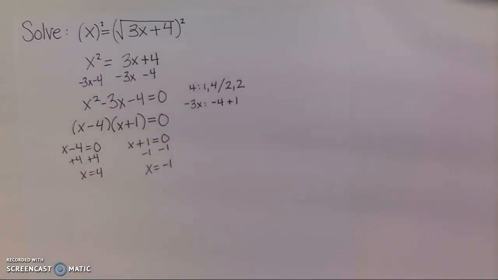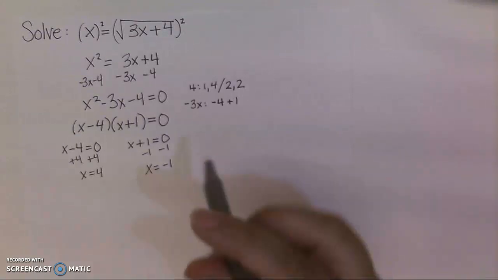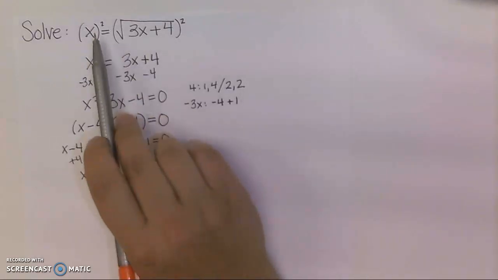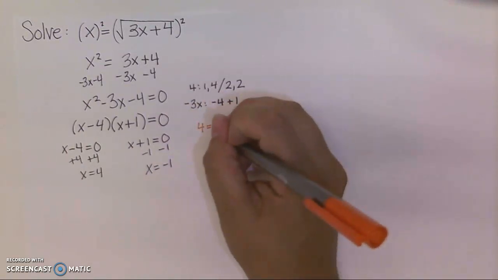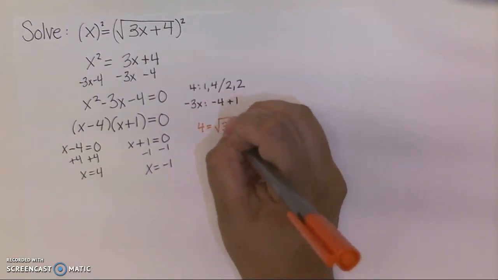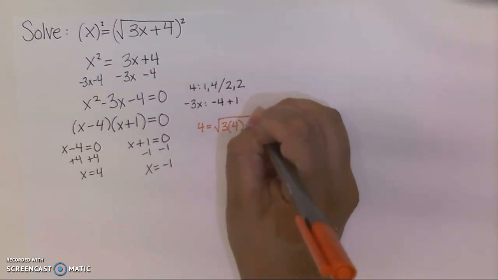Now the tricky part about solving square root equations is that you've got to verify your answer. You've got to check to make sure both of these answers are actually accurate answers. And you do that by plugging them into the original equation. So I'm going to plug in 4 first. So I'm going to do it before I even square. I'm going to do it in the very first thing that I started with, which was just x equals the square root of 3 times x plus 4.